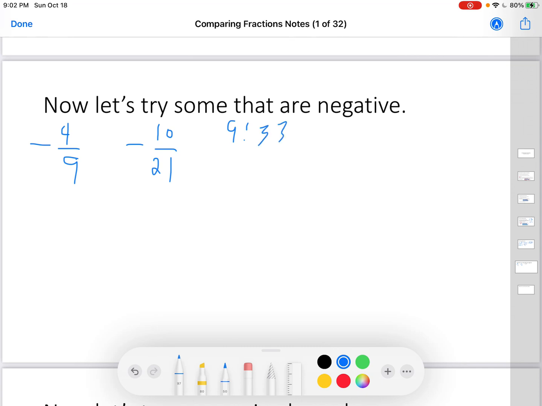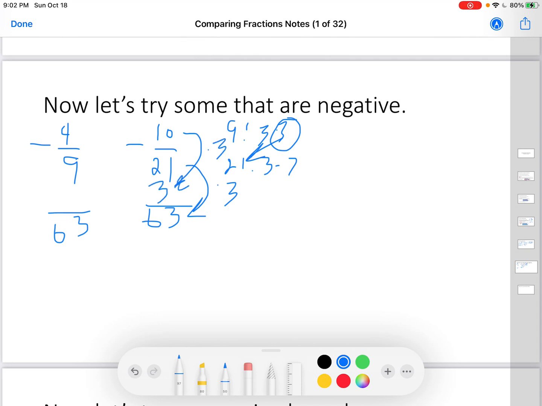9 is 3 times 3. 21 is 3 times 7. So we'll do 7 times 9 is 63. And this will be 63. Now look, I did 3 times 21, so I know this is times 3. And then I mean 10 times 3 also. 10 times 3 is 30. And I did 7 times 9, so this is times 7, and 4 times 7 is 28.